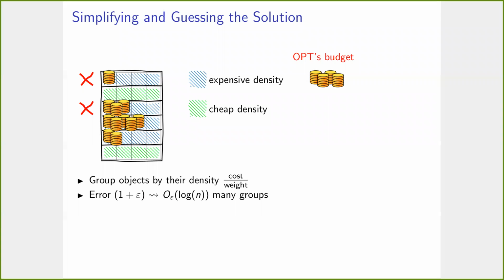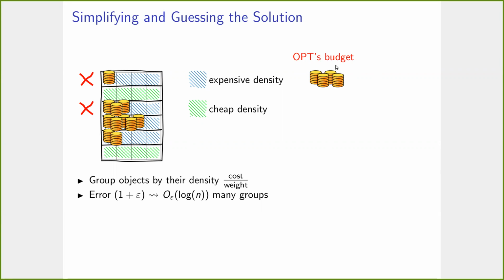We will start with opt's solution. So let's say opt picks the topmost 2 rectangles here. And now we will construct another feasible solution, which is much simpler and only a factor 2 away from it. And for this solution, we will only use knowledge of opt's budget. So opt paid in total 4.